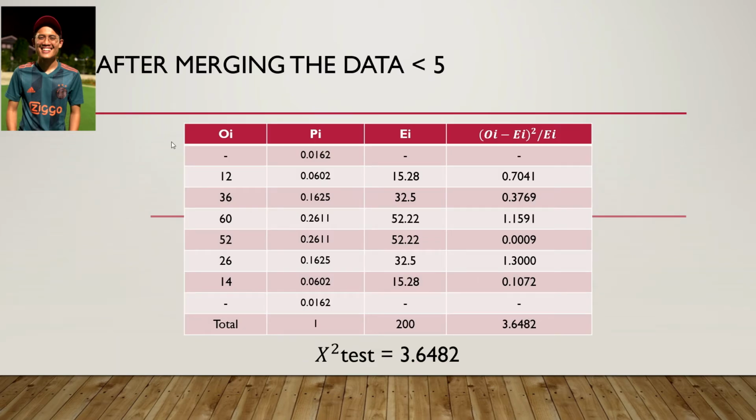Next, we have to merge the data of expected value below 5, and for the new expected value, we can see here for the 12th observation data, we get 15.28, and also for the 14th observed data, we get the same 15.28. For the new chi-square test, we get 3.6482.